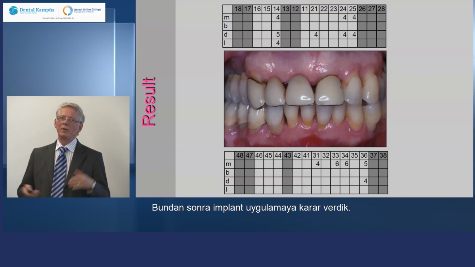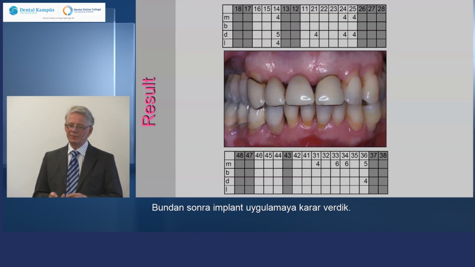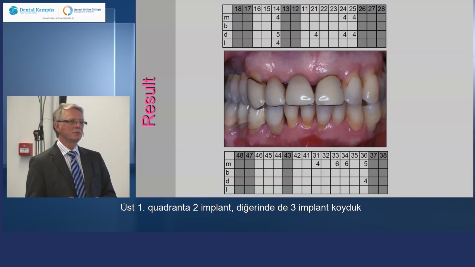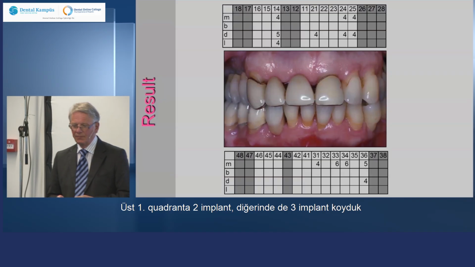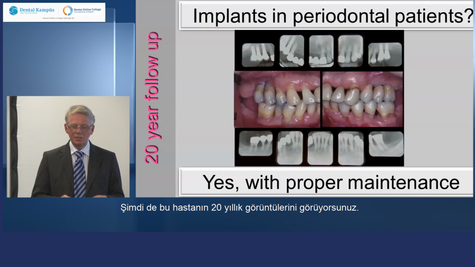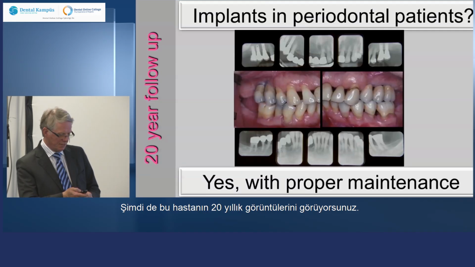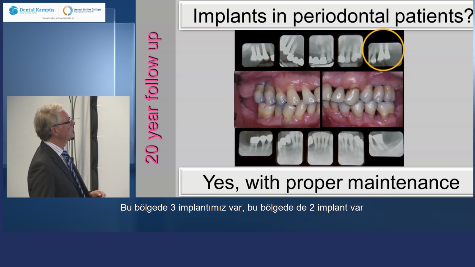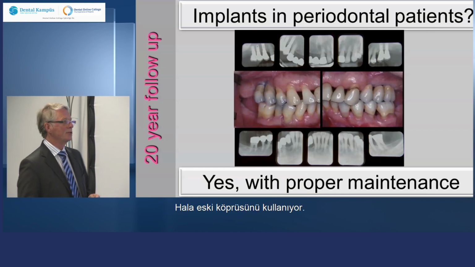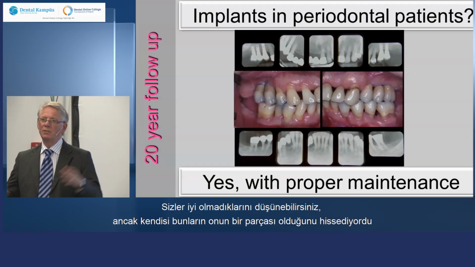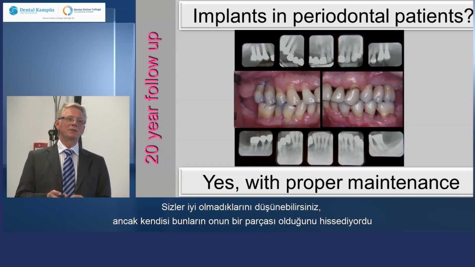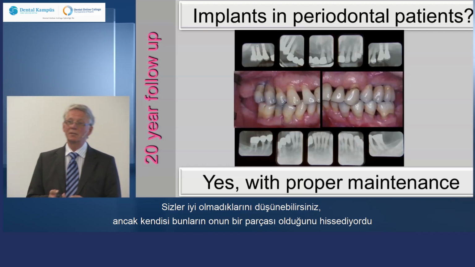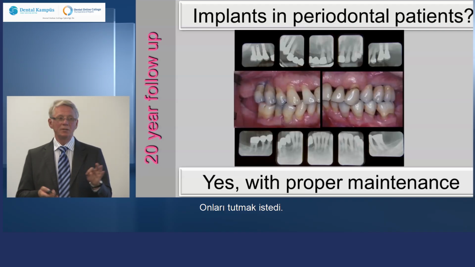After this, we took the decision to make implant therapy. So we put 2 implants in one upper quadrant and 3 in the other one. And now you can see her 20 years down the road. We have 3 implants up here. We have 2 implants there. She still has the old bridge, which you might think isn't nice, it doesn't look very good. But she felt that this was part of her. She wanted to keep it.